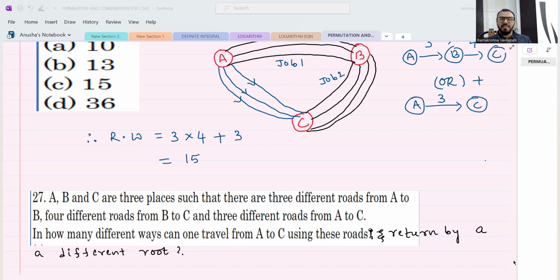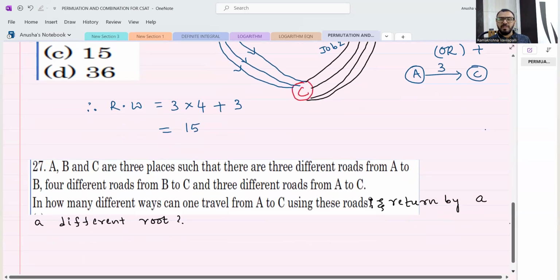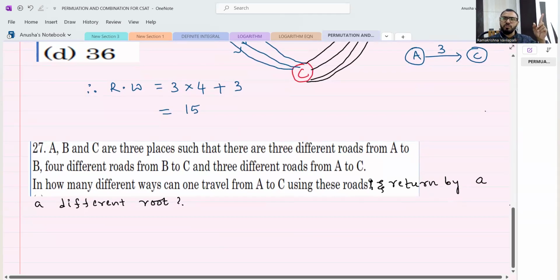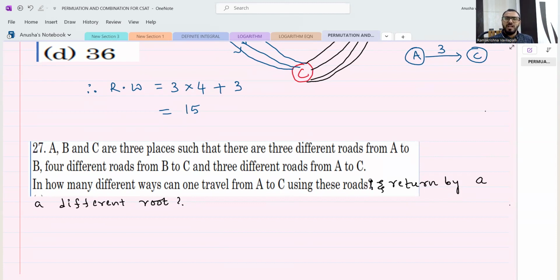Same question. In how many different ways can one travel from A to C using these roads and return by a different route? Return back to A, right? We have to go back to city A, right? We have traveled from A to C, and when we are going back, we should not use the same route. You have to go back by a different route.